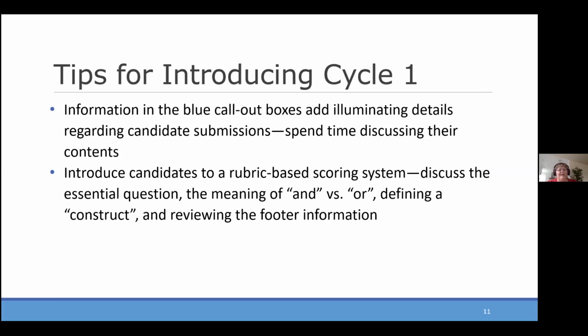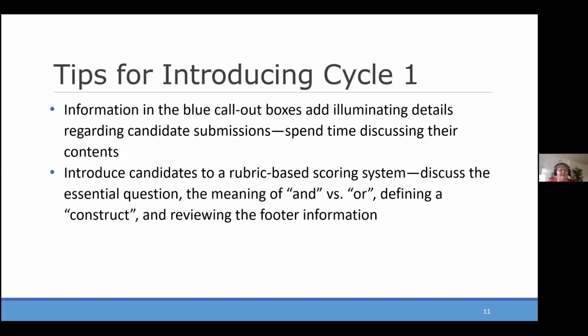And then there is, this is a rubric-based scoring system. Many of our candidates don't know what that is. So take some time to introduce that. What does it mean to be scored by a rubric? What's the difference in levels? Why is it a continuum and not a rubric, or a rubric not a continuum?